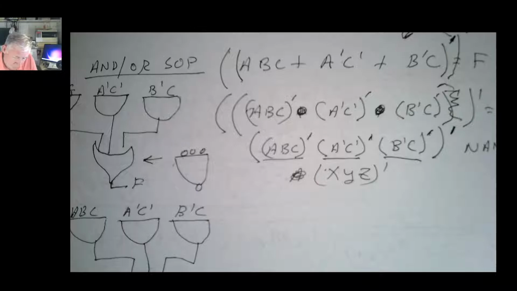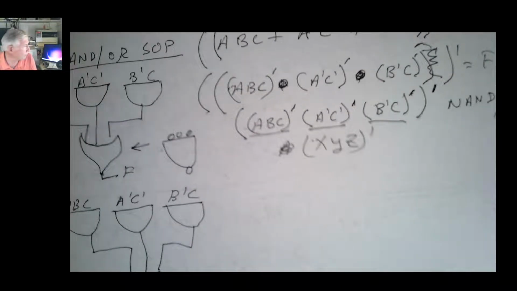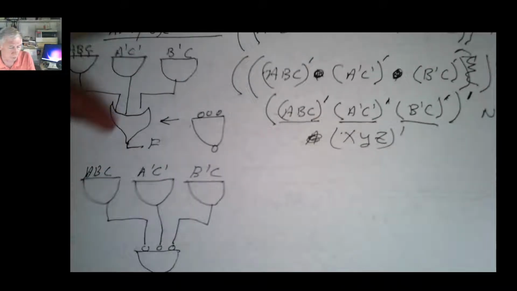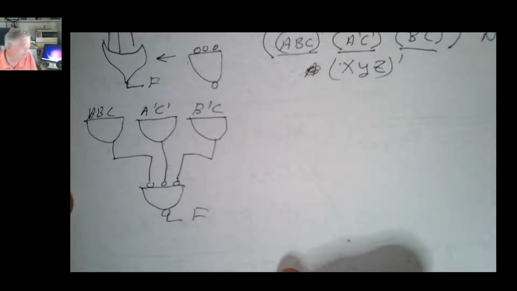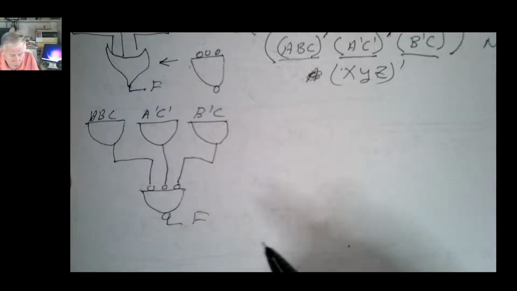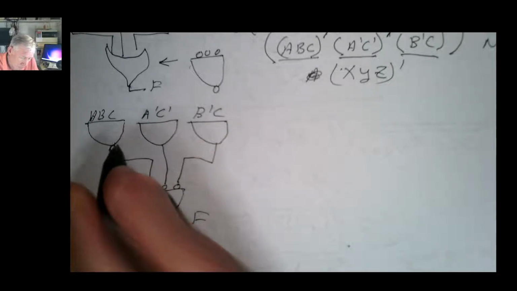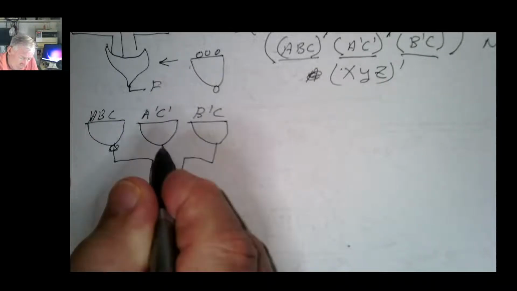And then this is going to be F. Now notice, remember the rules about bubbles? I can take the bubbles and I can slide them. So I'm just going to slide this bubble up to here. I'm going to slide this bubble up to here.